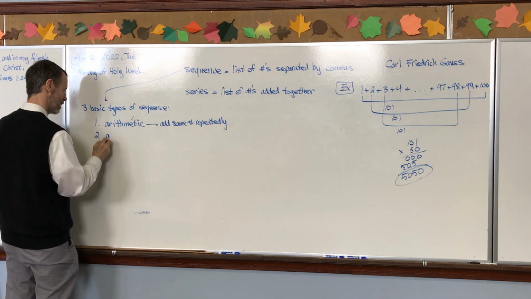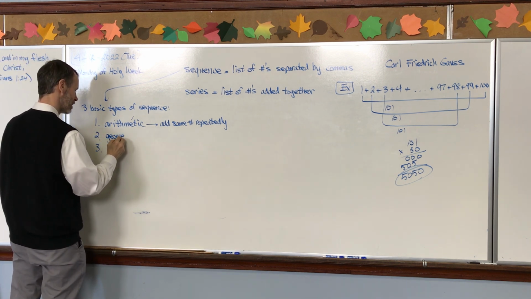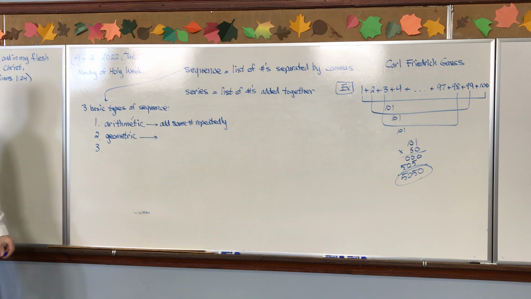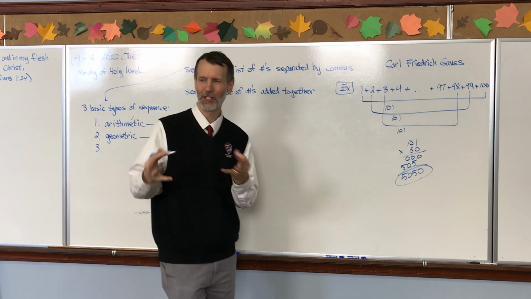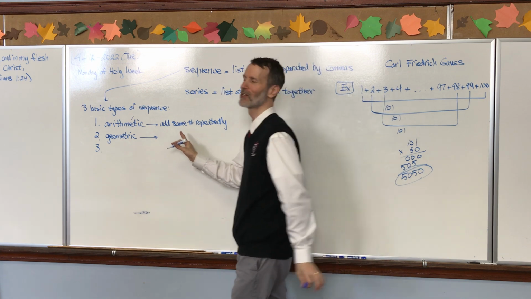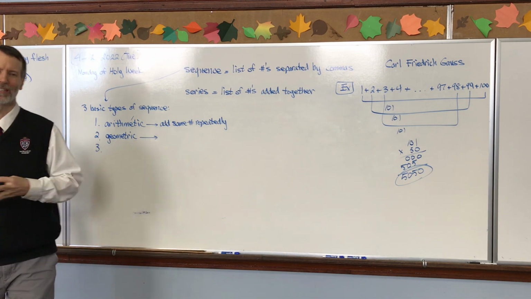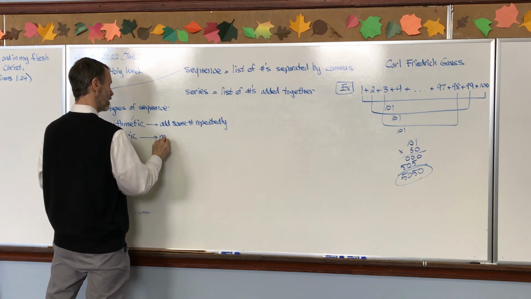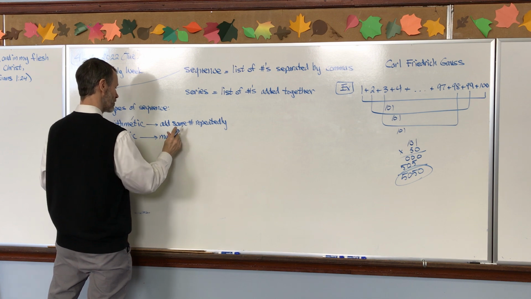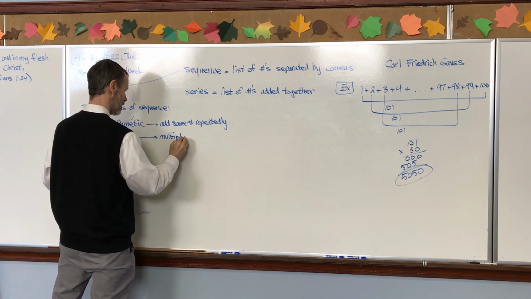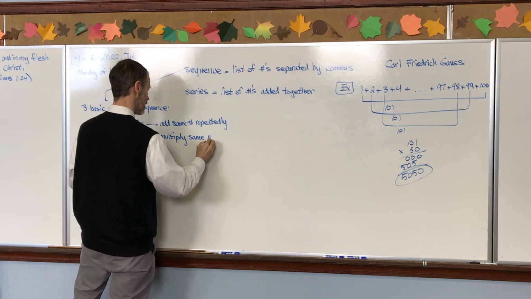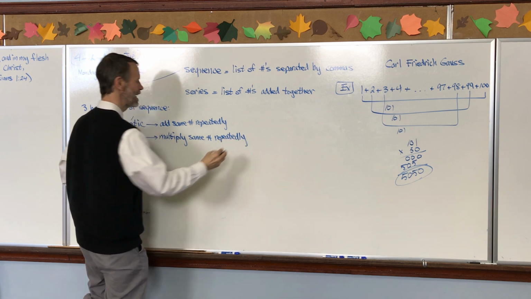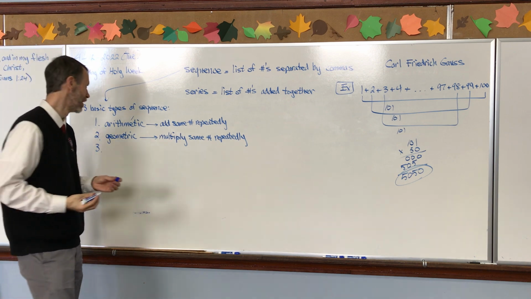The second one, it's kind of weird to hear this. Geometric. That comes from the word geometry, which talks about shapes. Geometric sequences have a lot to do with geometric shapes. They show up a lot. But this refers in our class to if you multiply the same number repeatedly. So if you keep doing times 2, times 2, times 2, times 2, that's a geometric sequence.